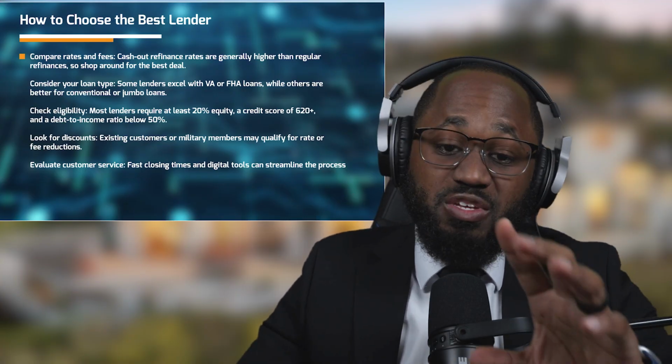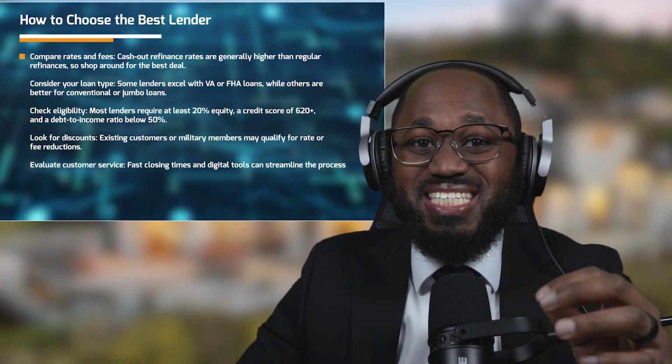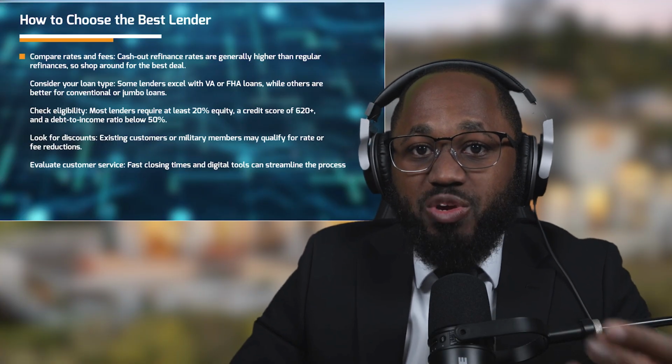Look for discounts. Existing customers or military members may qualify for rate or fee reductions. Evaluate customer service. There are fast closing times and digital tools that can streamline the process. The average APR for a 30-year fixed cash out refinance is around 6.9% as of this month, June 2025, but your rate will depend on your credit, equity, and loan details.